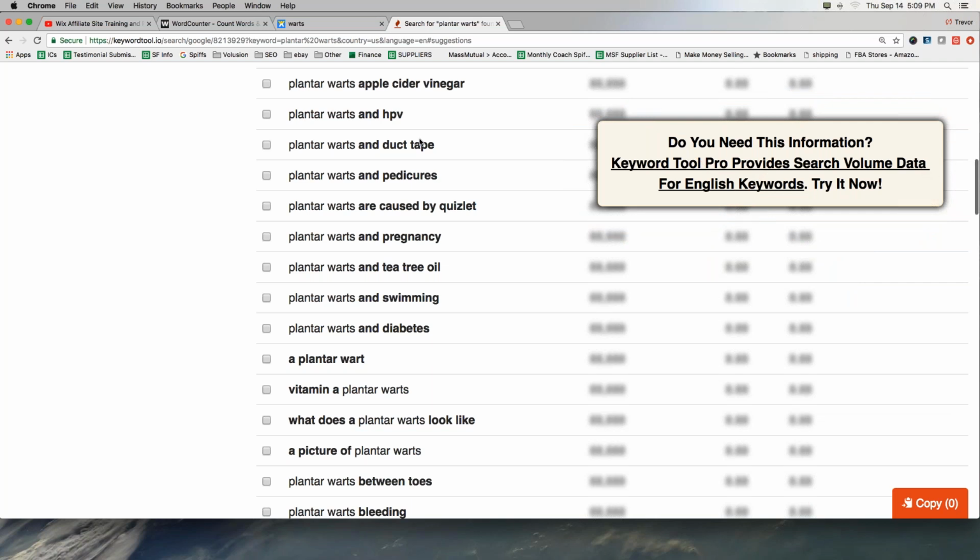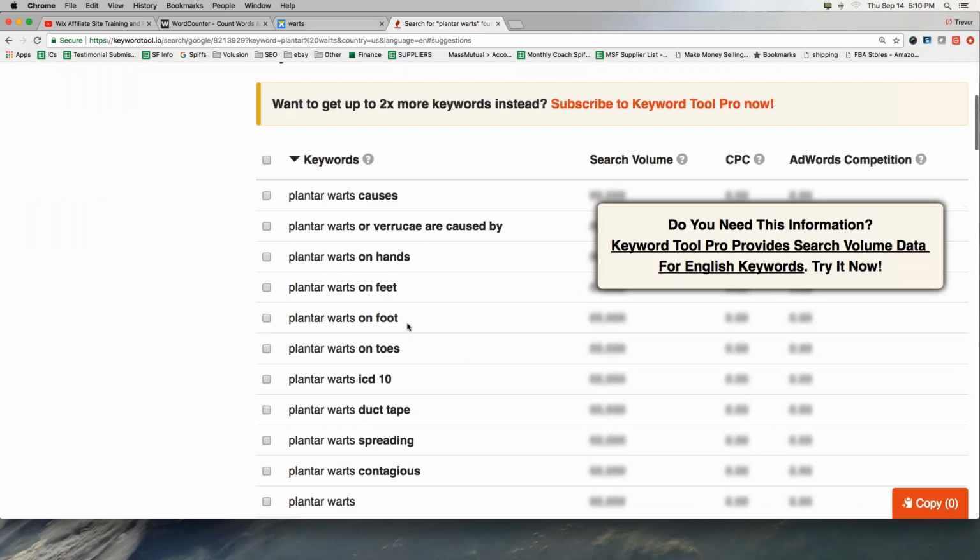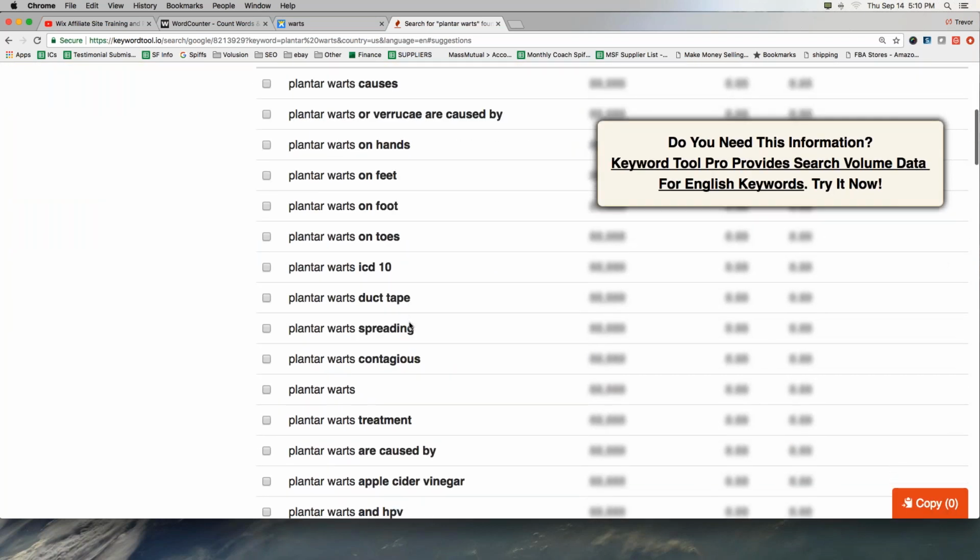All we need is this big list of keywords. This is our idea generator, okay? Now, the reason why keywordtool.io is showing us these keywords is these are real searches that are actually happening within Google. You'll notice, of course, before I did my keyword search for plantar warts, I made sure the Google tab up here was already selected.